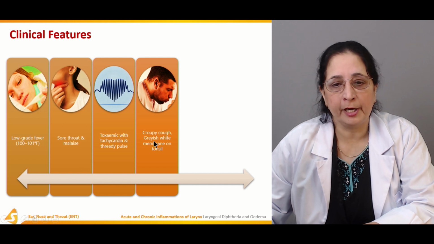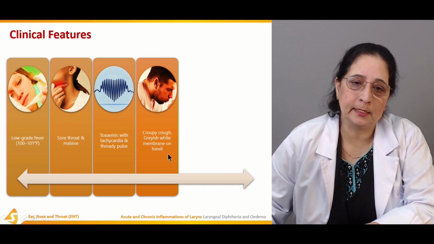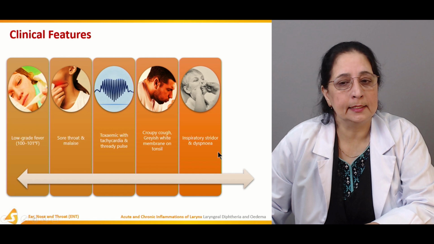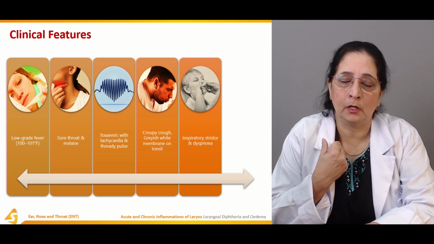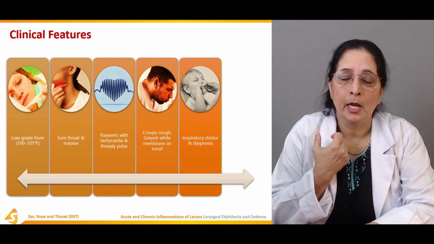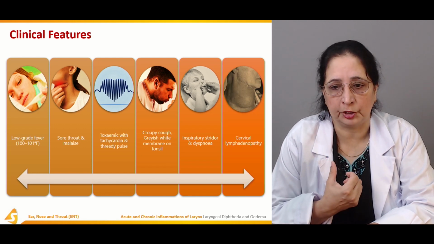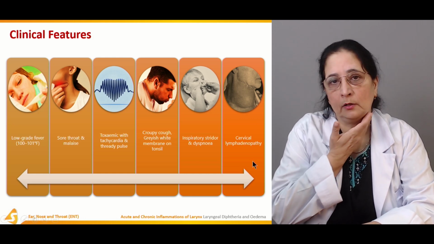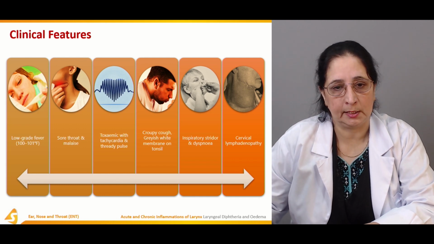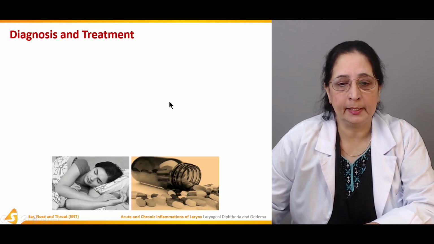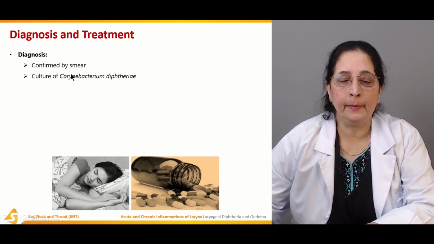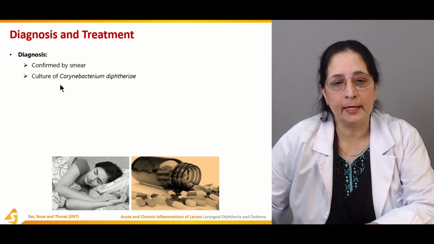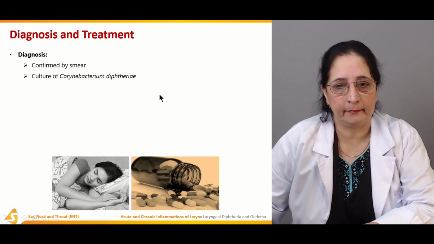Croupy cough, and a grayish white membrane is present on the tonsils. Inspiratory stridor and dyspnea, so there is a sound produced on inspiration, inhalation, because of narrowing or obstruction. There is also cervical lymphadenopathy, enlargement of the cervical lymph nodes. Diagnosis is confirmed by smear, and the culture is important. In the culture you will find Corynebacterium diphtheriae.